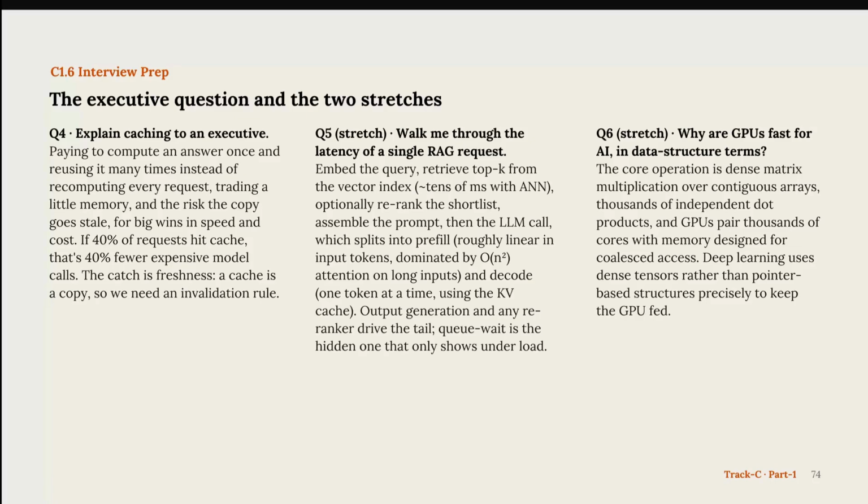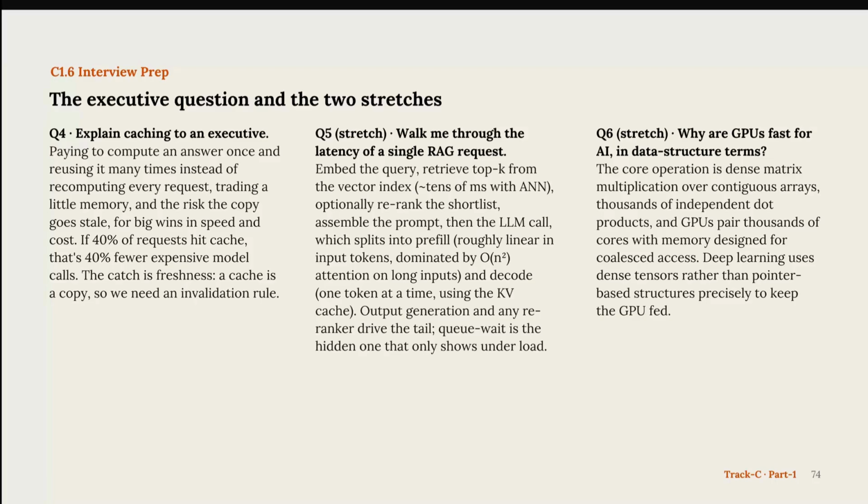And then there is cache freshness. A cache is a copy, so we need an invalidation rule for when the cache will go stale. So we need to keep a tripwire there.